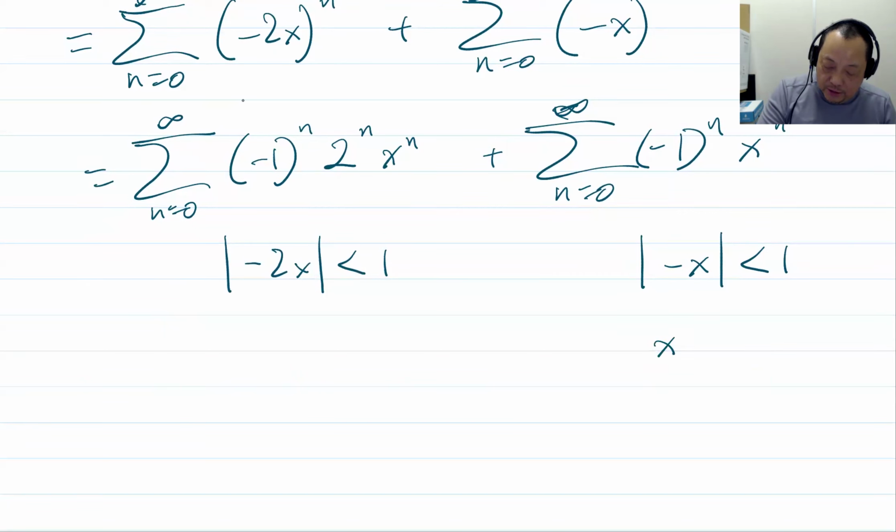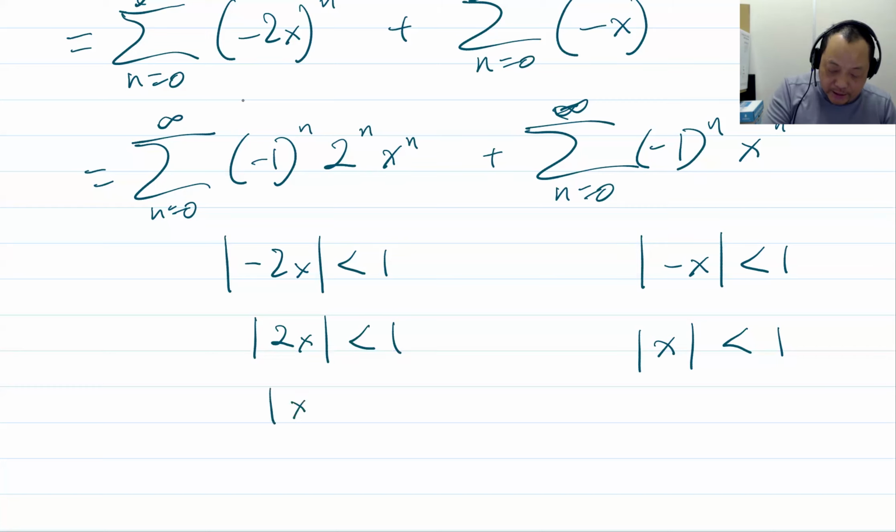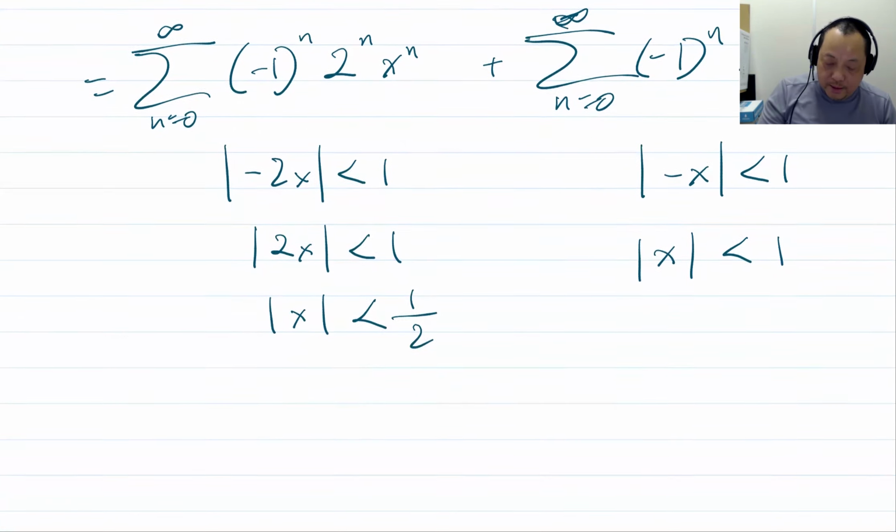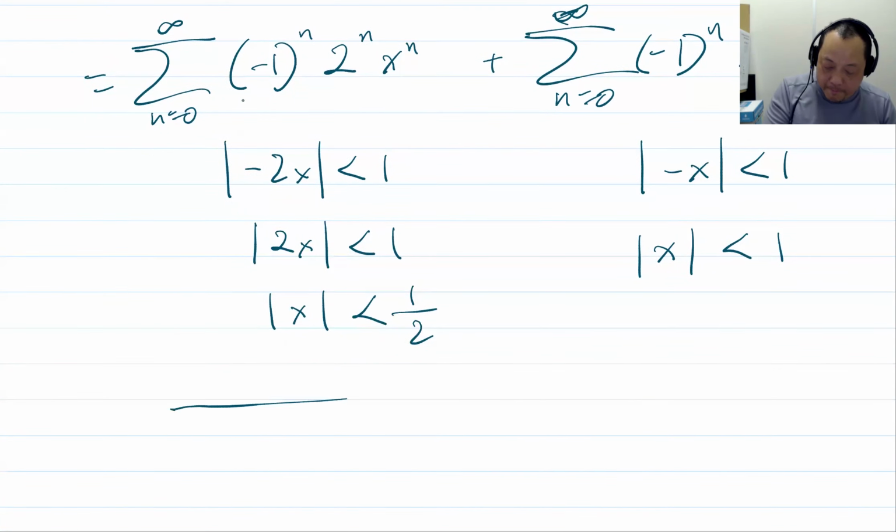The second series translates into absolute value of x is less than 1. And the first series translates into, first of all, because of the absolute value, the minus sign doesn't matter. Then I divide by 2, and I get absolute value of x is less than 1/2. Let's take a look at the number line.